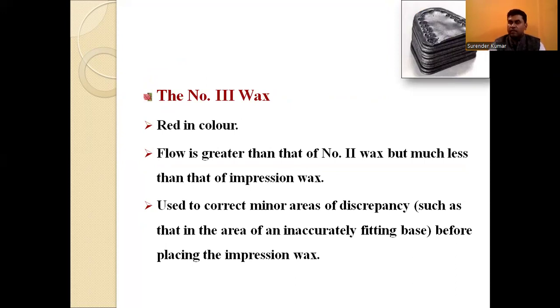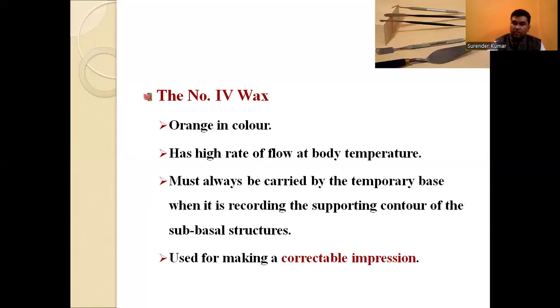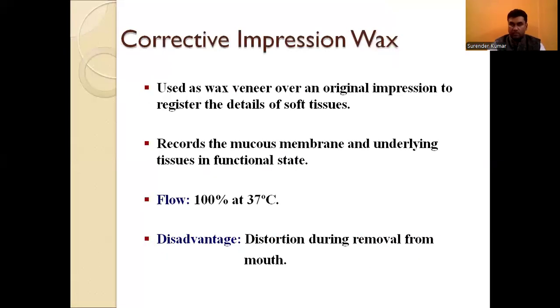Coming to type number 3 wax, they are red in color. The flow is greater than type 2, but less than that of the impression wax. Used to correct minor discrepancies, such as the areas of an inaccurately fitted base, before placing the impression. Number 4 type of wax is orange in color. They have a high rate of flow at body temperature, must always be carried by a temporary base when recording the supporting contour of the subdistal structure. They are used for making a correctable impression.